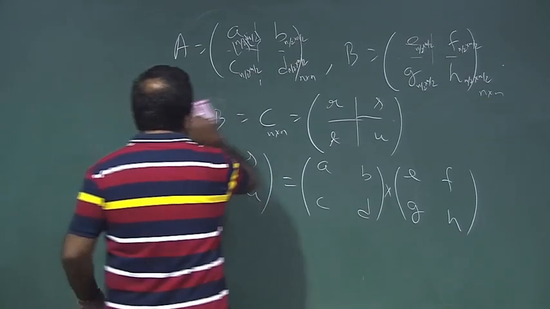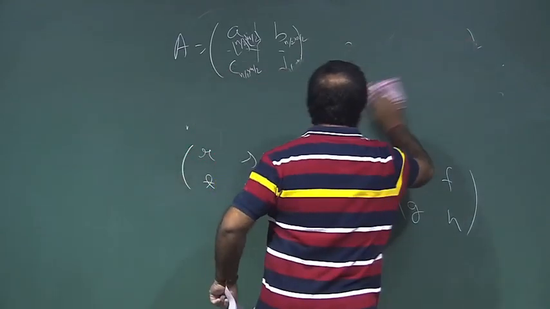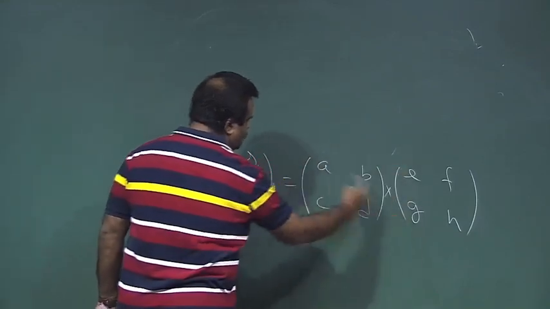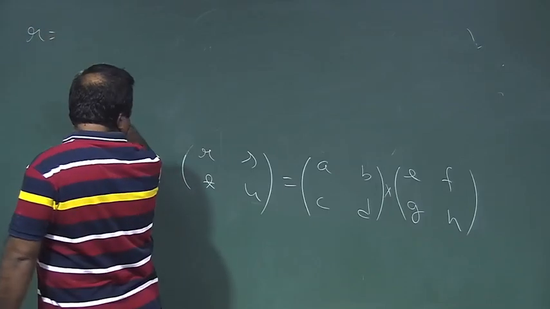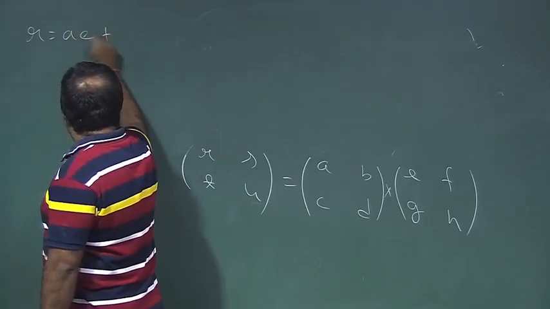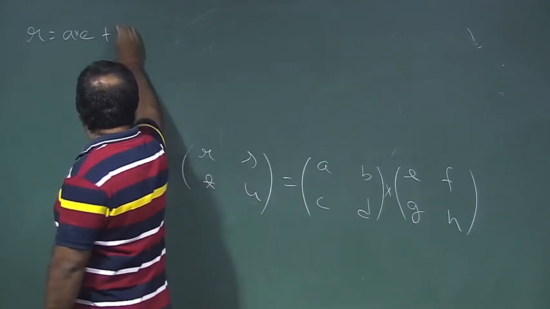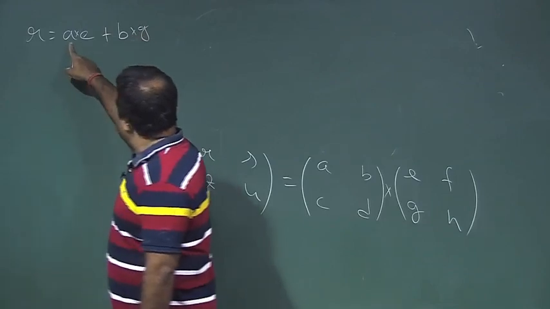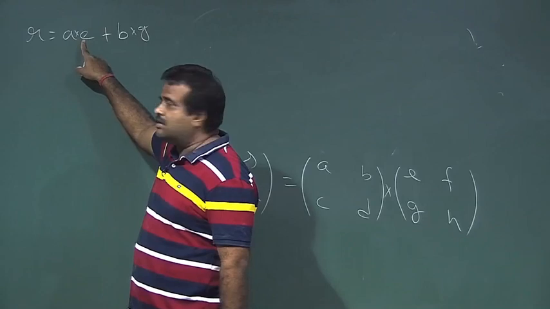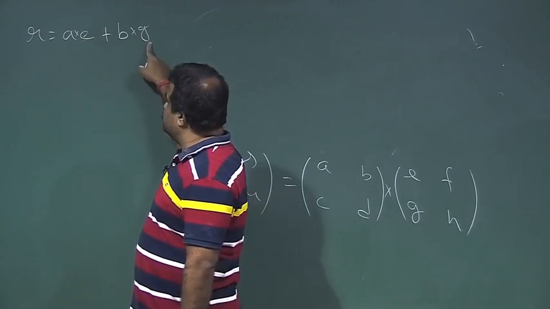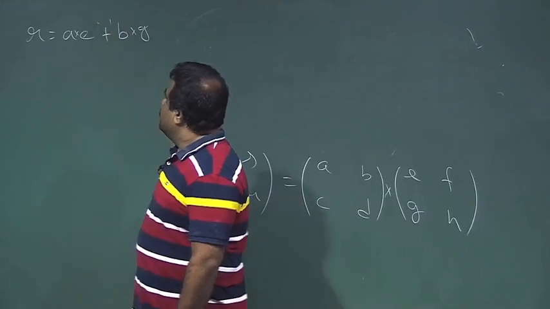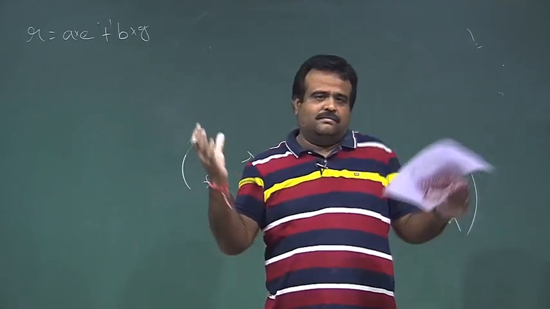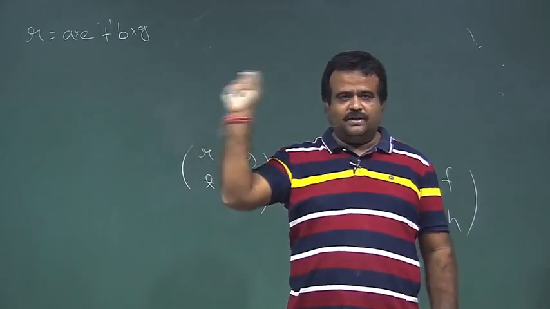So we have to write this formula. What is R? R is basically AE plus BG. These are all matrix multiplications of submatrices. Each is an n by 2 cross n by 2 matrix, and the addition is matrix addition. So we have two matrices of size n by 2 cross n by 2, and we add them, just the addition of corresponding elements.